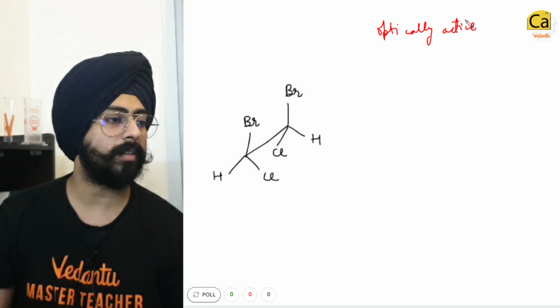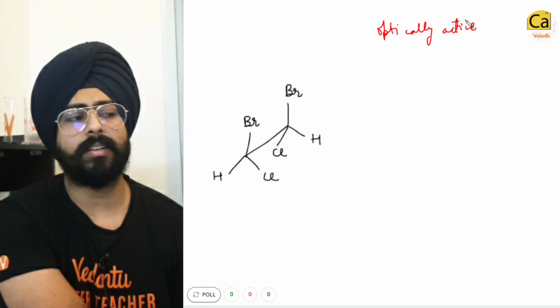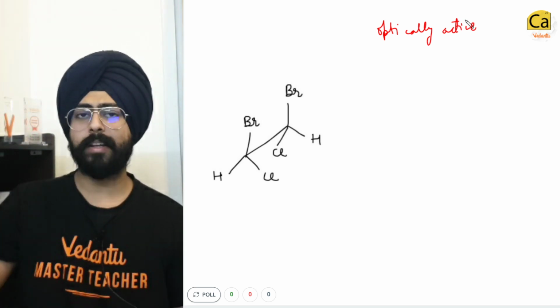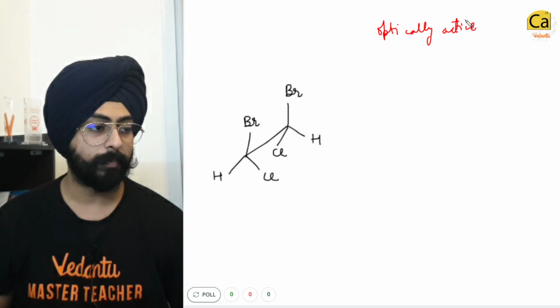Mehboob is asking, sir, does an asymmetrical resonating structure have plane of symmetry? Depends on the resonating structure. Because you don't think about individual resonating structures ever, you think about the final hybrid. That is what matters. Okay.